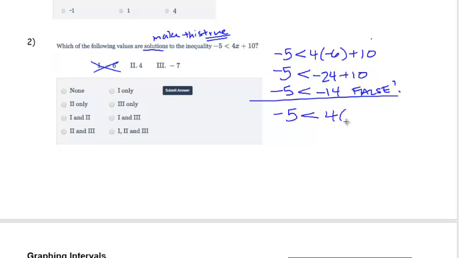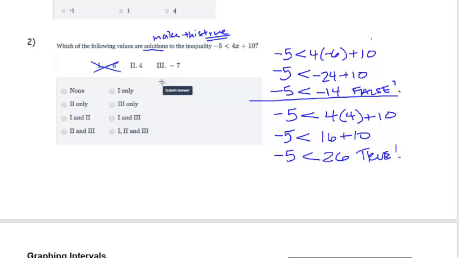-5 is less than 4 times 4 plus 10. Let's check this number out now. We still have the -5 here. This is a 16 plus 10, so we get a 26. All right, and we ask ourselves that question. Is this true or false? Which of these is the bigger number? Is this the correct one? Yeah, it's the 26, right? This is true. So we have a solution right now.